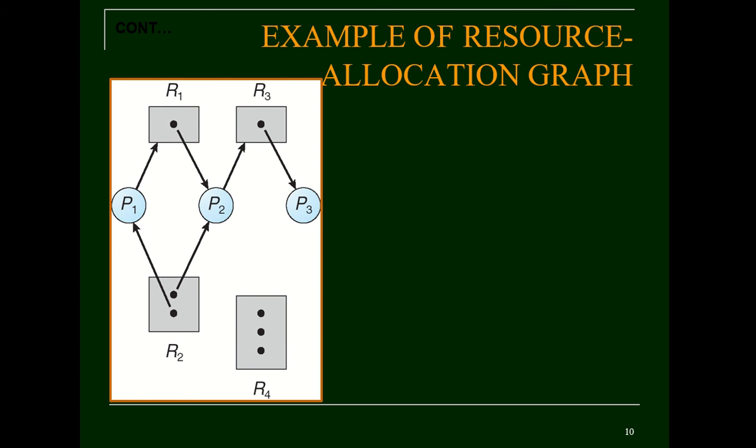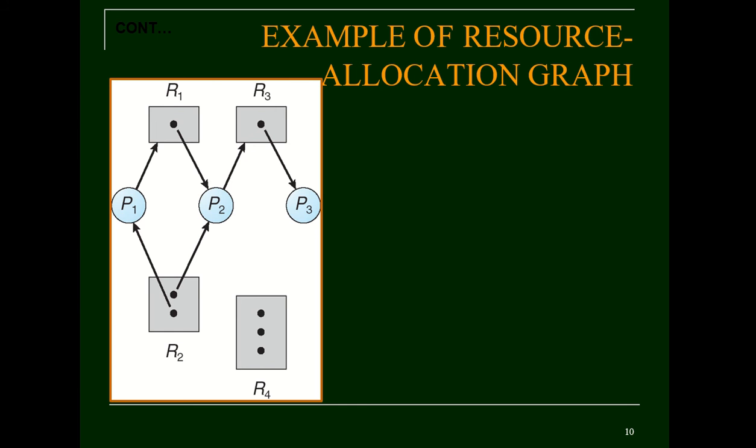So this is an example of a resource allocation graph. In this, there are 3 processes P1, P2 and P3, and there are 4 resources R1, R2, R3 and R4. They have different numbers of instances. R1 and R3 have 1 instance, R2 has 2 instances and R4 has 3 instances.